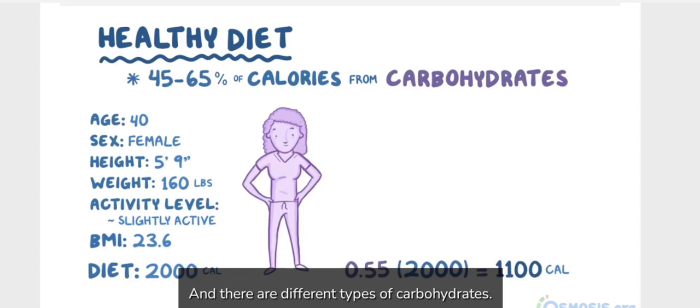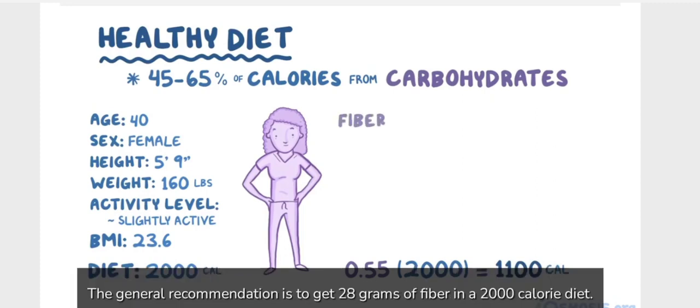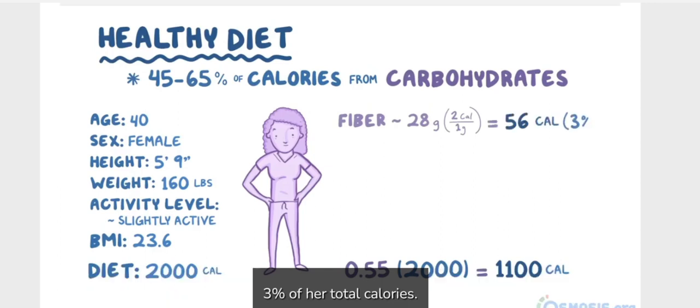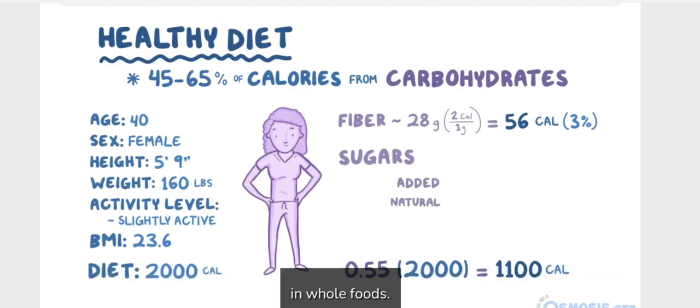And there are different types of carbohydrates. First, there's fiber. The general recommendation is to get 28 grams of fiber in a 2,000 calorie diet. With roughly 0 to 2 calories per gram of fiber, that's about 56 calories, or about 3% of her total calories. Next, there's sugars, both the kind that are added to foods and those naturally found in whole foods.